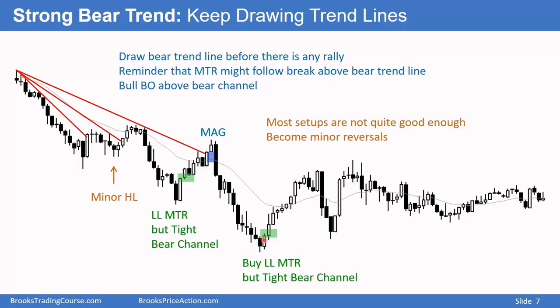Again, lower low, major trend reversal, but a very tight bear channel, not many big bull bars. Probably this is going to be a minor reversal as well, leading to a trading range, a deep pullback. You can start the process over again and draw a new bear trend line and look at this as the break above that bear trend line. We have a series of gap bars here. Next reversal down probably will result in another major trend reversal attempt. And it did, and you'd buy that.